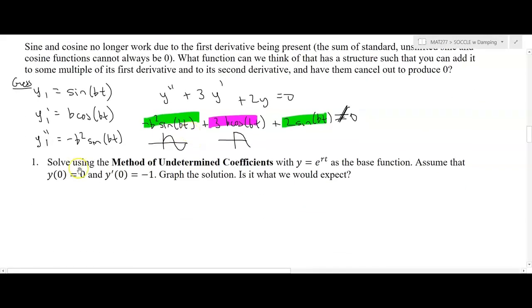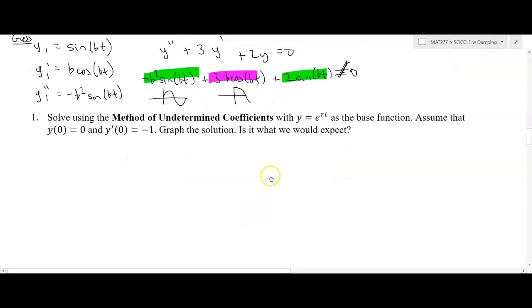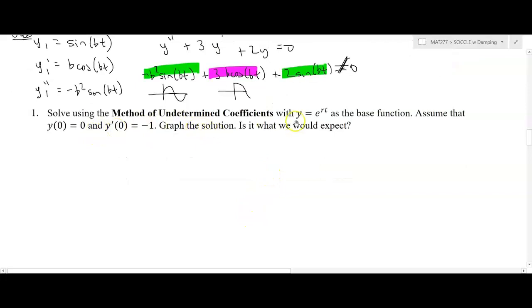Therefore, let's try this approach. Let's say, you know what, sine and cosine aren't going to work because the first derivative is not going to be able to cancel with the function and its second derivative. So we're going to use the method of undetermined coefficients.